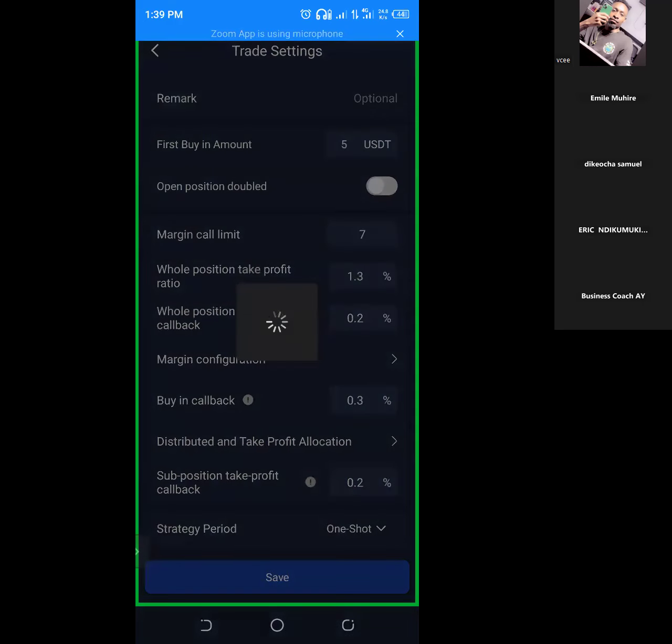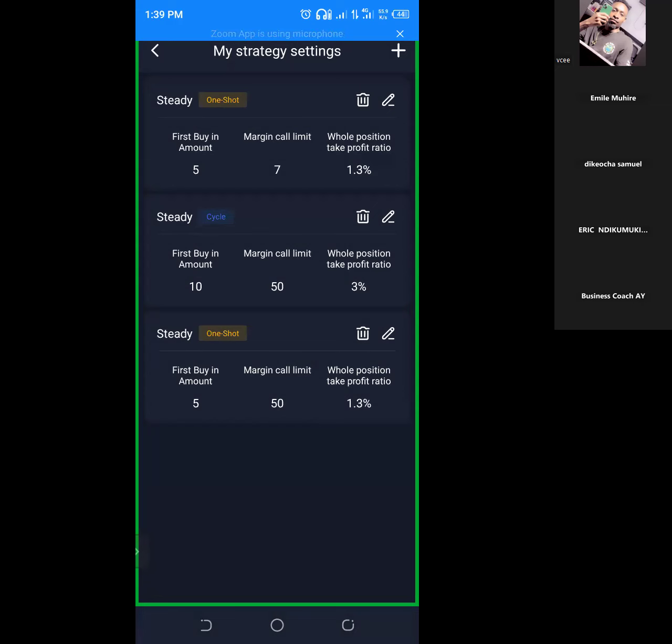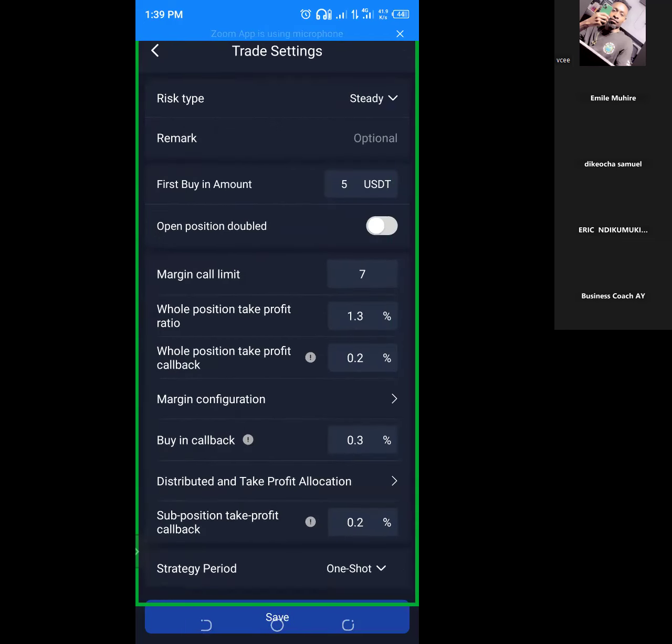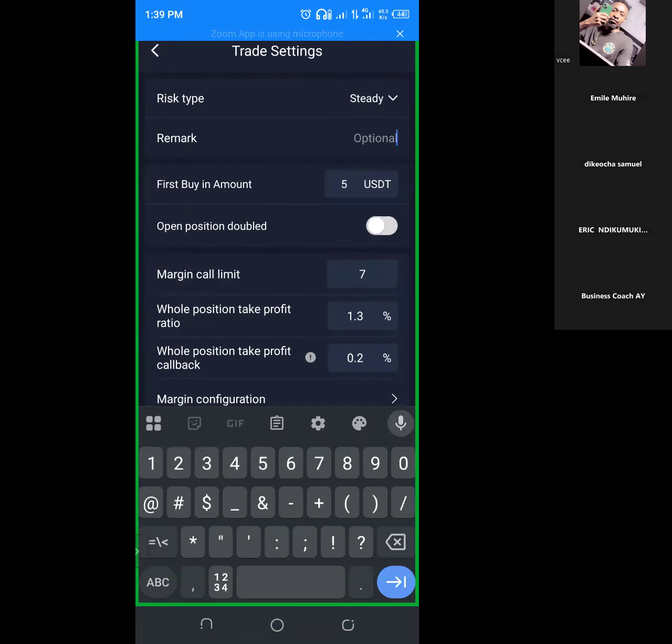Now put a remark. You need to put a remark. Click on edit. Edit the strategy. I'm trying to rush because we only have 1 minute 30 seconds. So on the remark, you put 47.2% drop, to indicate your strategy.